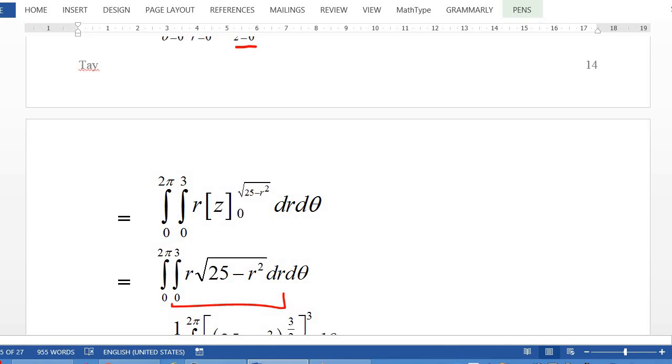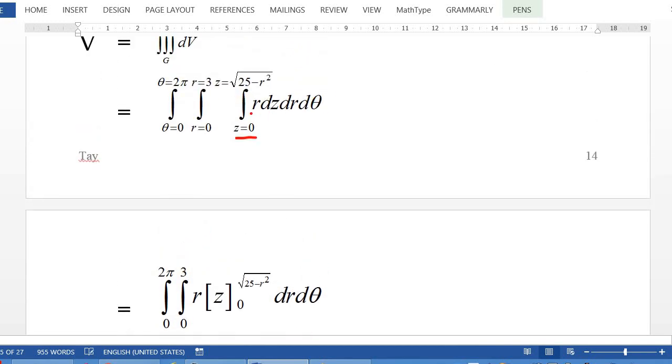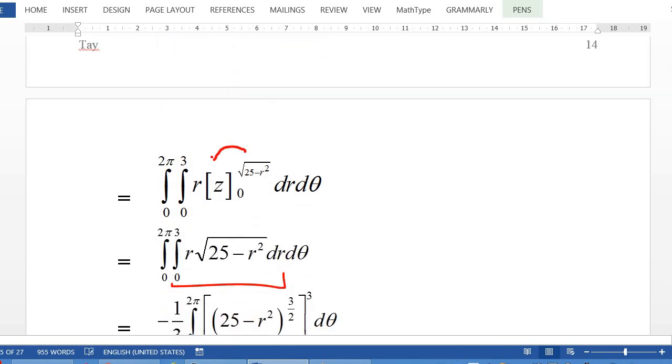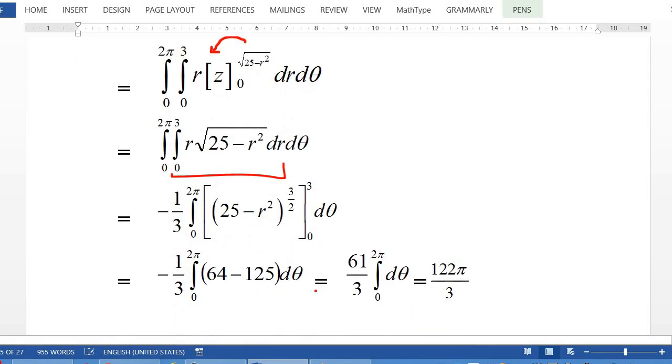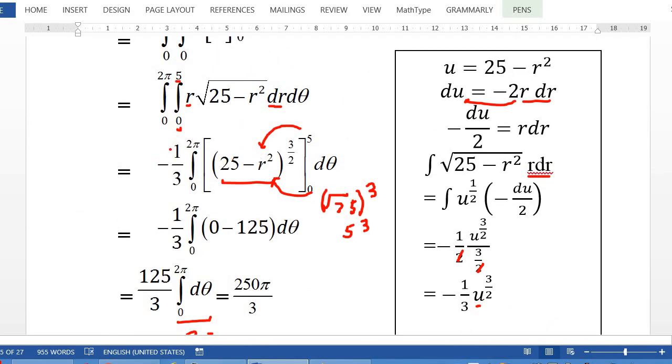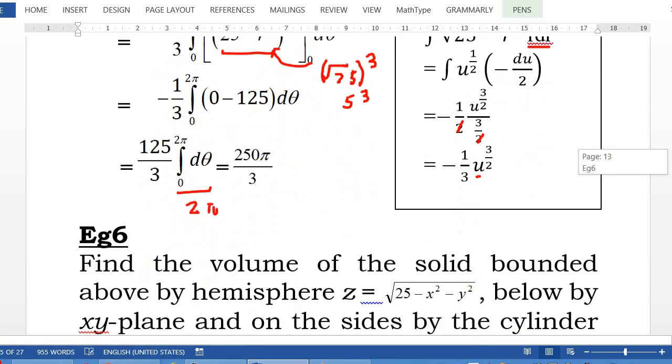So integrate. Integrating r with respect to z, you have r times z. Remember, integrating with respect to z, so you plug into the z variable. So it becomes r times square root of 25 minus r squared. This is similar to the example we integrated just now. Same integral, you get negative 1/3 times 25 minus r squared to the power 3 over 2.